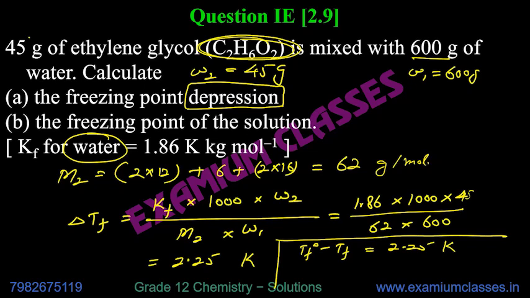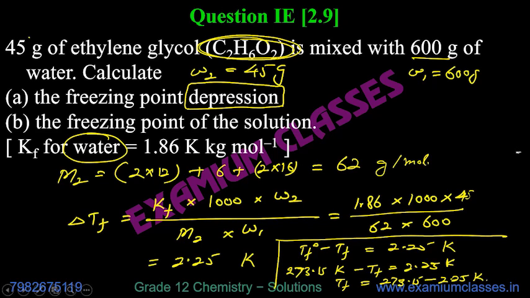Okay. TF naught is 273.15 Kelvin, minus TF equals 2.25 Kelvin. So from here you will get TF equals 273.15 minus 2.25 Kelvin. Yeah, depression. So depression means it will be less than the freezing point of solvent.